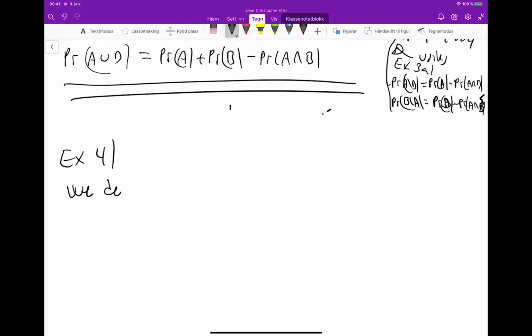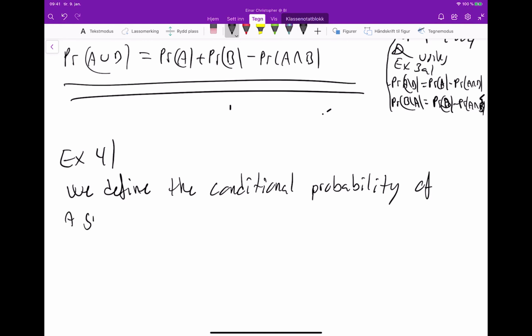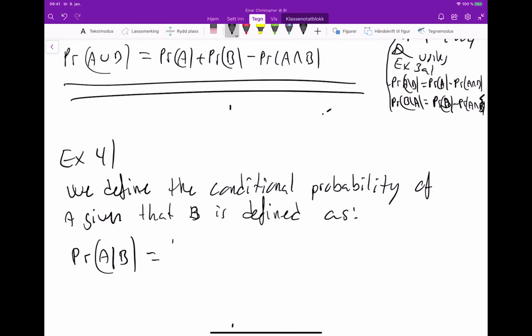We define the conditional probability of A given B, given that B, is defined as follows: the probability of A given B is equal to the probability of A and B divided by the probability of B. And naturally, the probability of B has to be greater than 0.